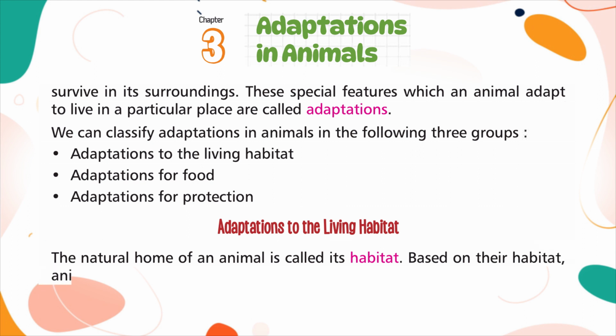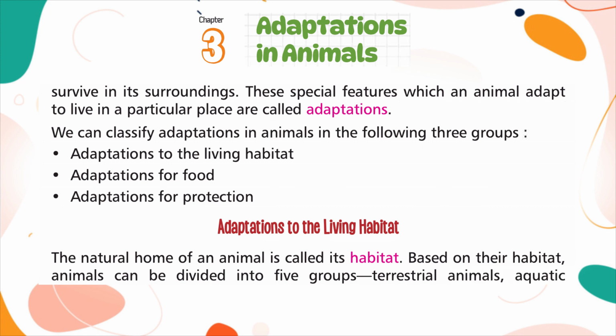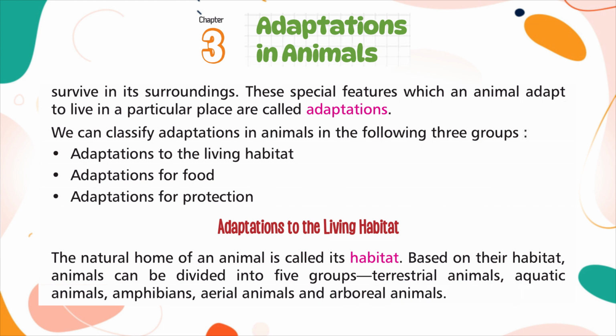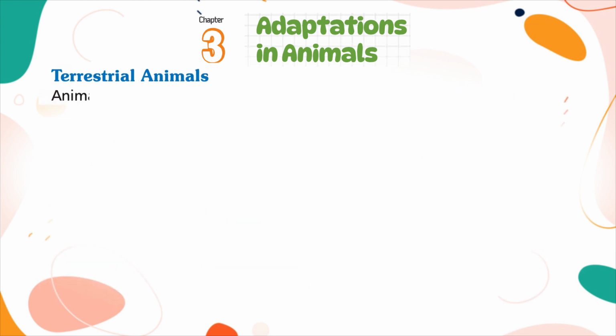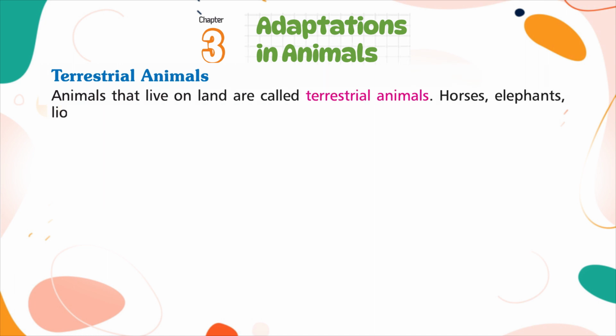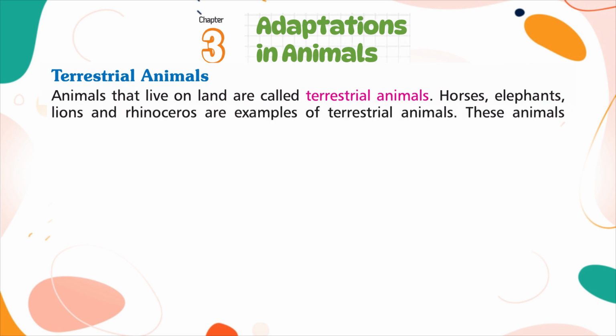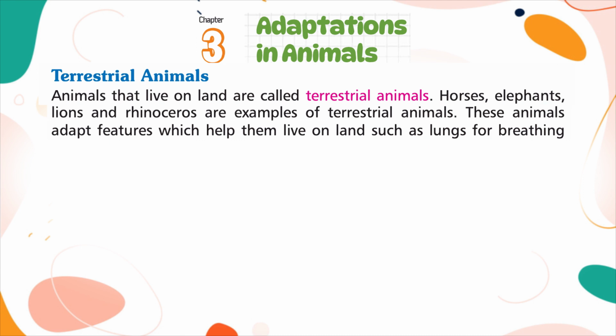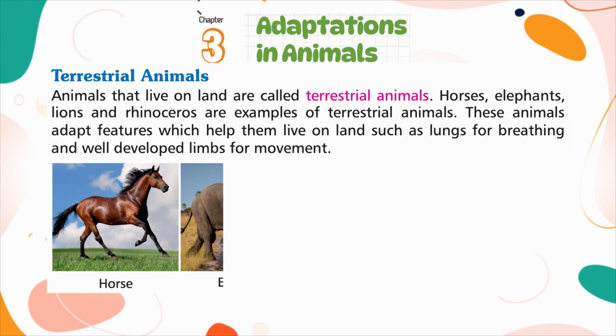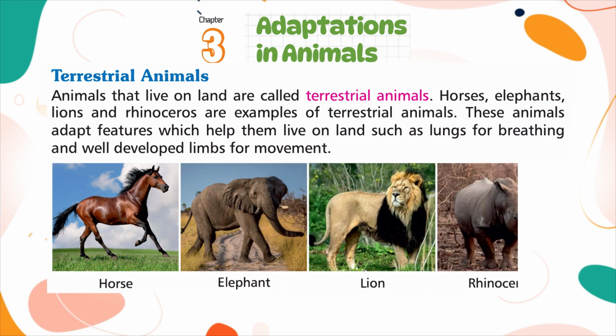Based on their habitat, animals can be divided into five groups: terrestrial animals, aquatic animals, amphibians, aerial animals, and arboreal animals. Terrestrial animals. Animals that live on land are called terrestrial animals. Horses, elephants, lions, and rhinoceros are examples of terrestrial animals. These animals adapt features which help them to live on land, such as lungs for breathing and well developed limbs for movement. Horse, elephant, lion, rhinoceros.